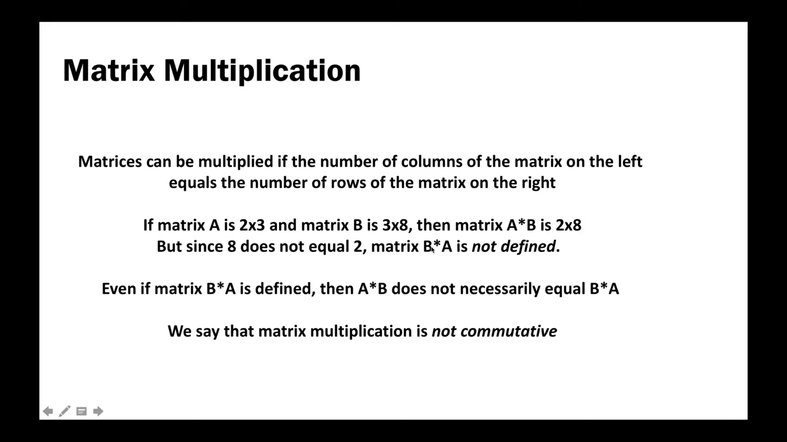However, because 8 does not equal 2, I cannot perform the multiplication B times A. So the order matters. We say that matrix multiplication is not commutative. It's very important to remember that the order of matrix multiplication matters. Sometimes, if I have square matrices, then I can do A times B and B times A. However, in general, A times B will not equal B times A. So the order matters. This is very important.